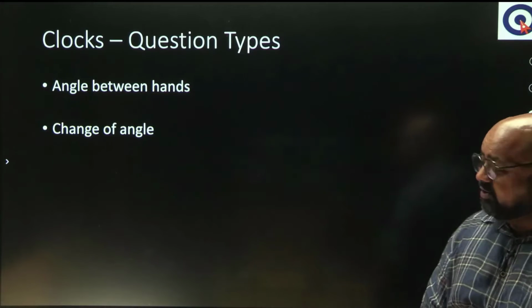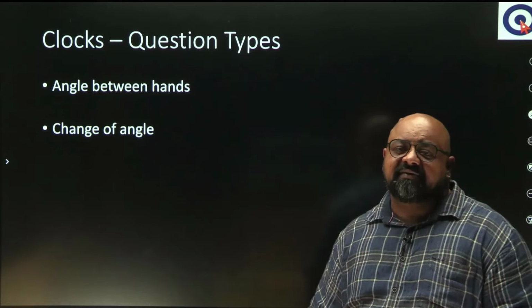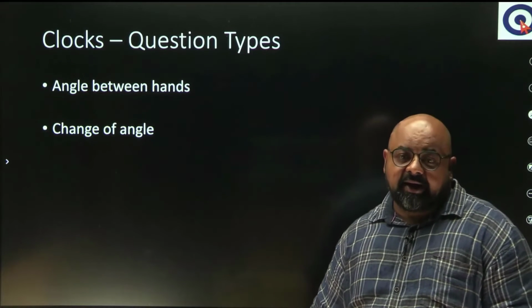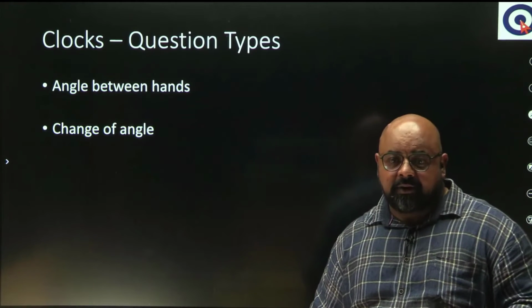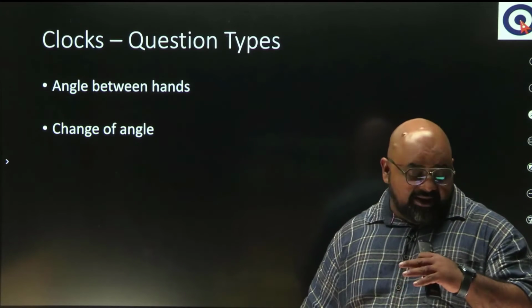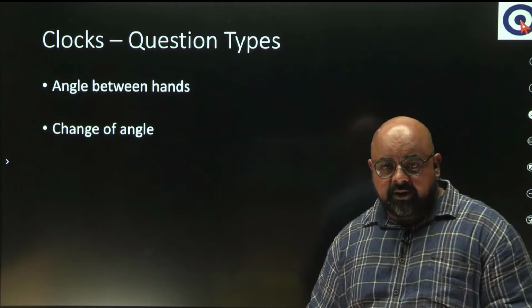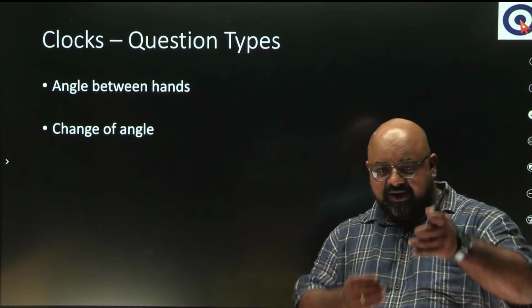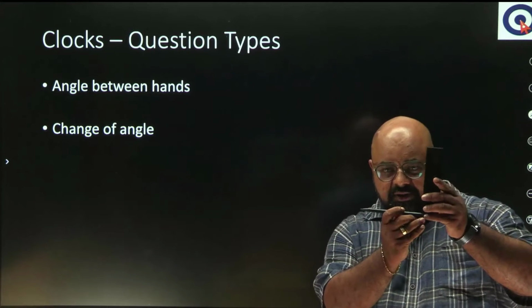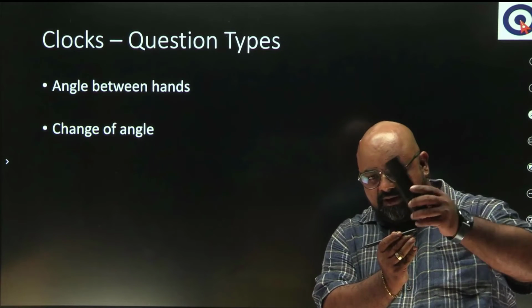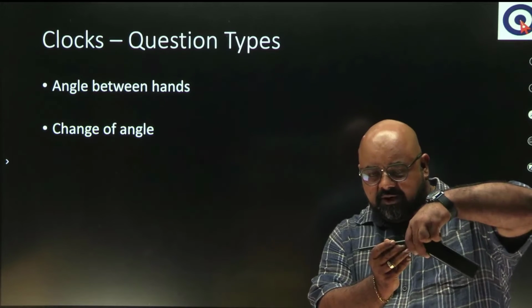The second question talks about change of angles. So typically the question will say, when do the hour hand and the minute hand overlap or meet or make an angle of 0 degrees for the first time after 3 o'clock, right? So at 3, this is how it looks. Somewhere after 3 they will meet, and then the minute hand will go forward, right?